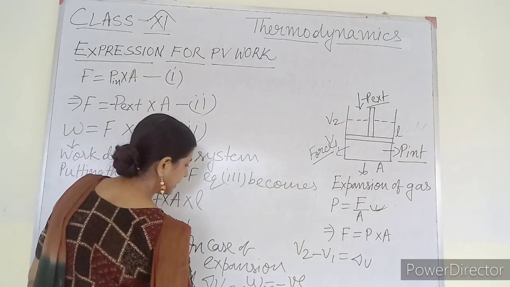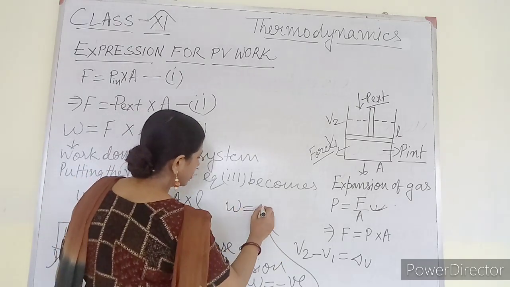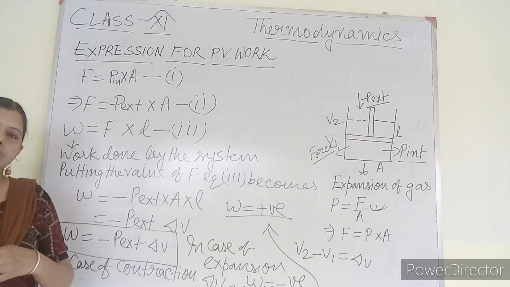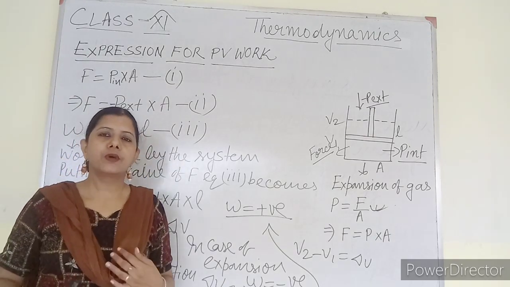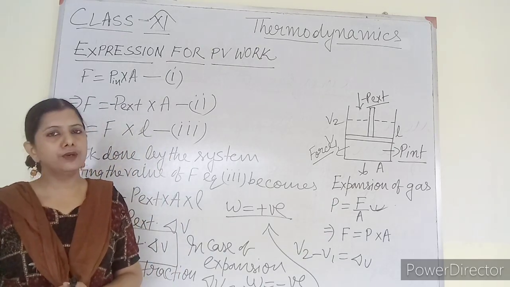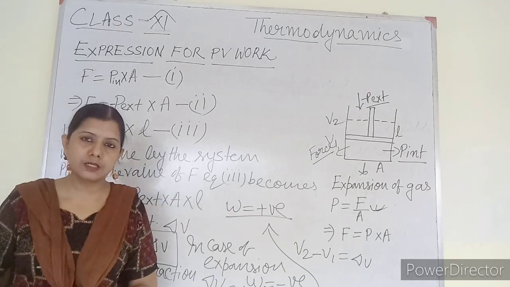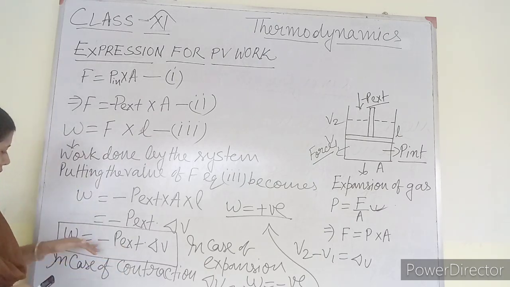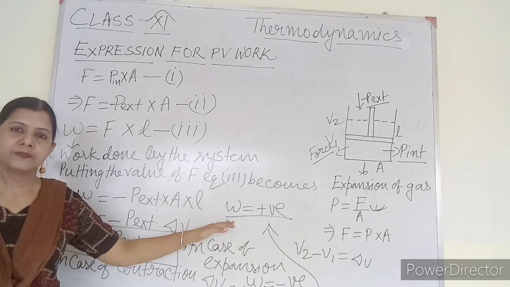So I am writing here that in this case W equal to plus P delta V in case of contraction, and in case of contraction work is done on the system. When work is done on the system, according to sign convention, we know that it will be positive. So our answer is also coming positive. So this way you can explain that although the equation is this, how it is coming positive. Okay.